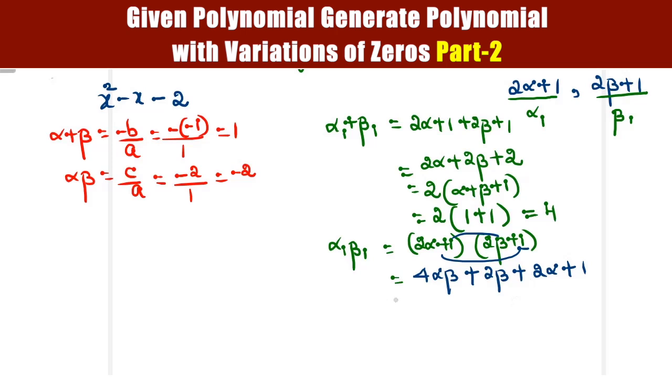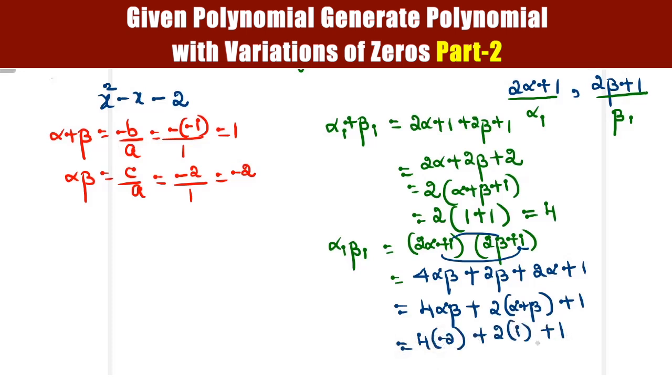There are no like terms, but I can simplify this as 4 alpha beta plus 2 into alpha plus beta plus 1. Now we have already calculated the values of alpha beta and alpha plus beta. So let's substitute that. This is 4 into minus 2 plus 2 into 1 plus 1. So minus 8 plus 3, which fetches us a minus 5.